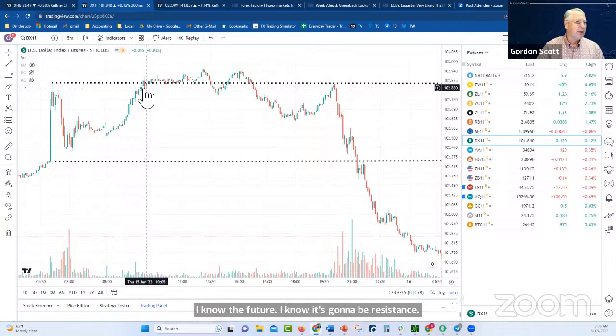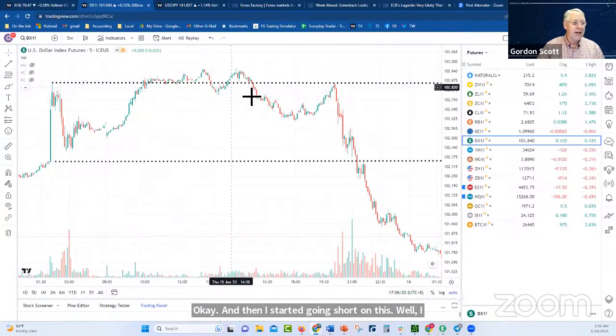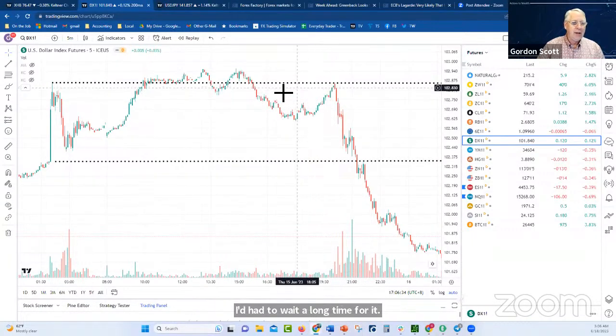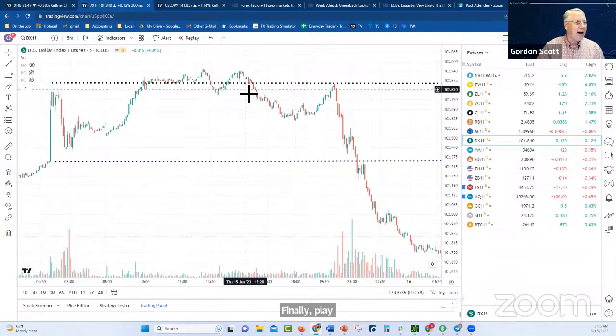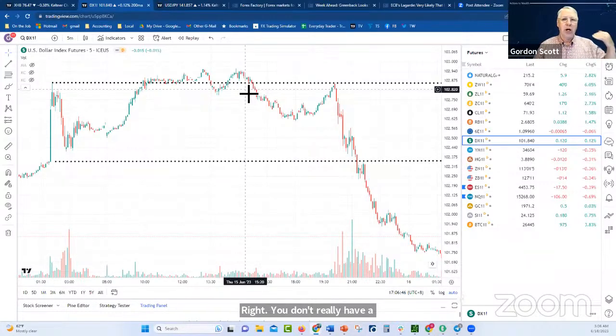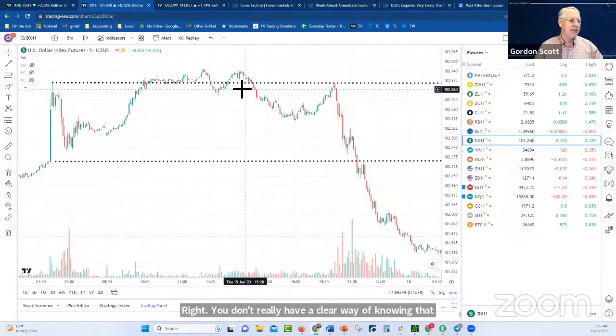Well, I might have shorted here at the bottom of that, and I'd have had to wait a long time for it to finally play out, right? It all depends on how much I bet and how much patience I have and so forth, right? You don't really have a clear way of knowing that it's going to turn a certain way this time.